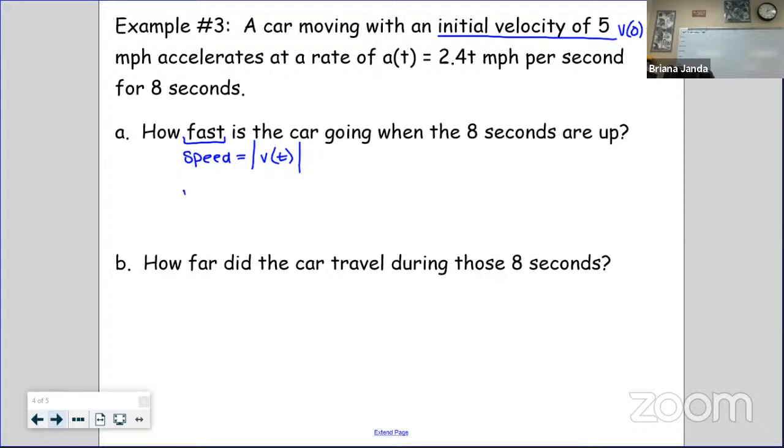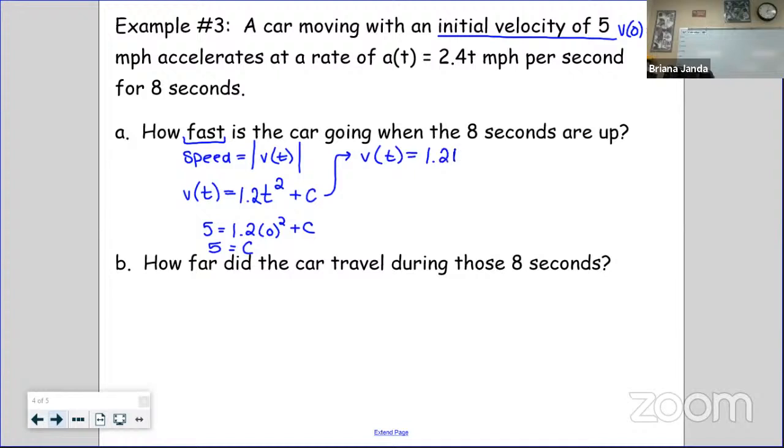So if I look at then the velocity function, looking at my antiderivative here, we'd have, let's see, that 2.4 t would have come from a t squared. 2 times 1.2 would give me 2.4, plus c. And this is where our initial conditions are going to come into play, that the velocity equals 5 when time equals 0. So I can set this equal to 5 when time is 0. And we see that c will equal 5. Therefore, our velocity is 1.2 t squared plus 5.